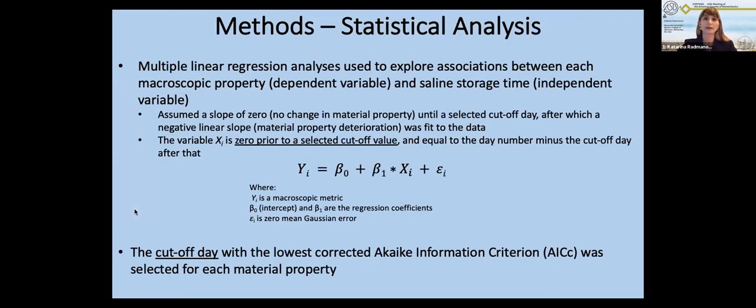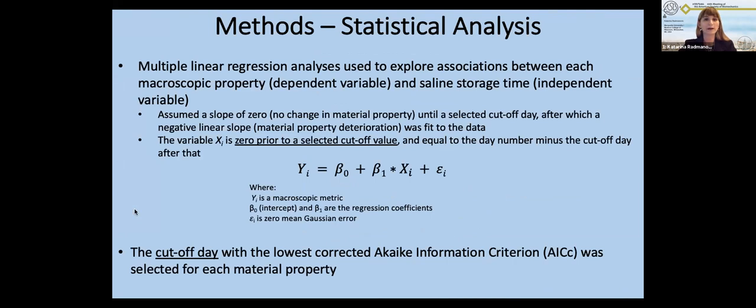Multiple linear regression analyses were used to explore associations between each macroscopic property being the dependent variable and saline storage time being the independent variable. These analyses assumed a slope of 0 until a selected cutoff day, with cutoffs at days 1 through 6 having been assessed, after which a negative linear slope was fit to the data.